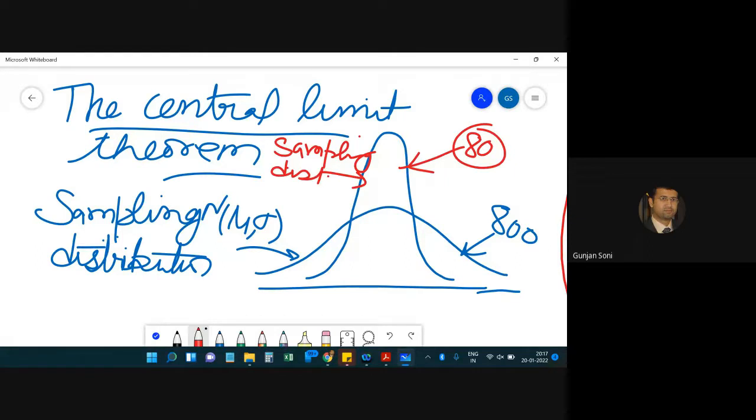Okay. And this sampling distribution would have parameters mu and standard deviation sigma by root 80. So if this is sigma for the population, this will be sigma by root 80 for the sample. That means it's going to show a lesser standard deviation.